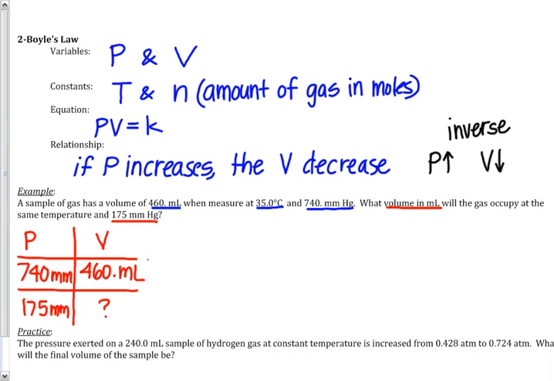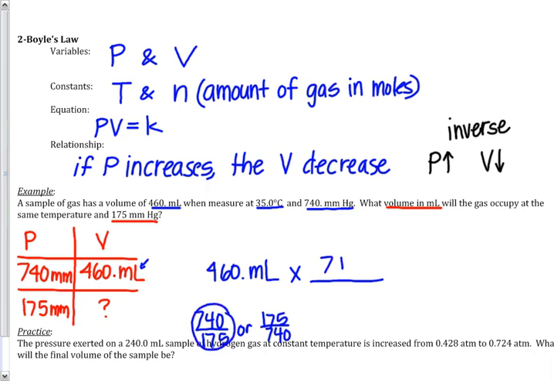So what I'm going to do is take my volume number here, the 460, and multiply it by a fraction. Now, the fraction that I can create is either 740 over 175, or I could have 175 over 740. But I want the volume to go up because that's what the pressure is causing it to do. The decrease in pressure is going to cause an increase in volume. So the only fraction that will work is the one where the big number is on the top. So I'm going to put 740 millimeters of mercury over the 175.